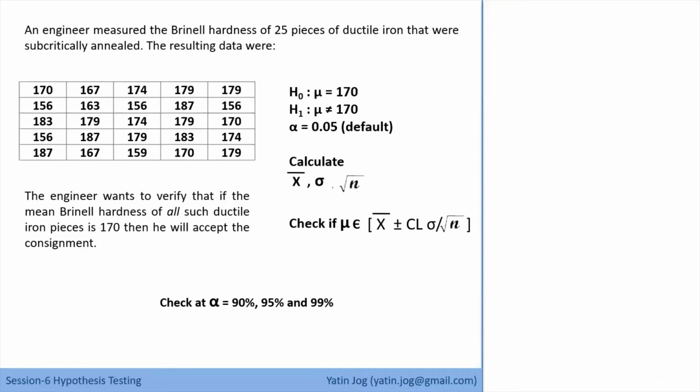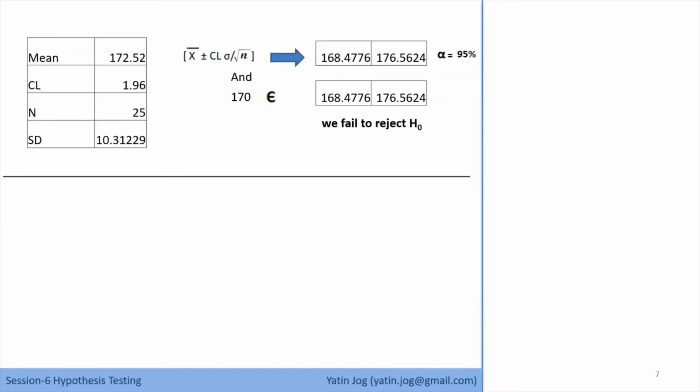An engineer measured the hardness of 25 pieces of iron that were subcritically annealed, and the resulting data is given to you. What you have to do is verify whether the mean hardness of all such iron pieces is 170. What is my H0? Yes, who is that? Pranali? Okay, so what is your H0? Your H0 is mu equal to 170. Your H0 is mu equal to 170.